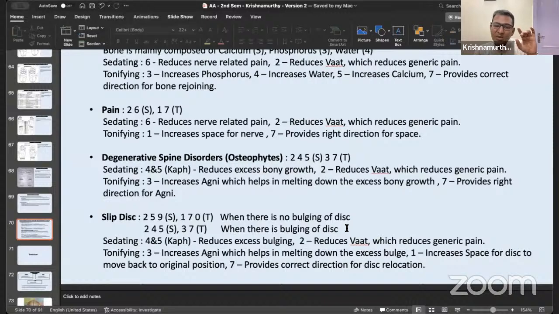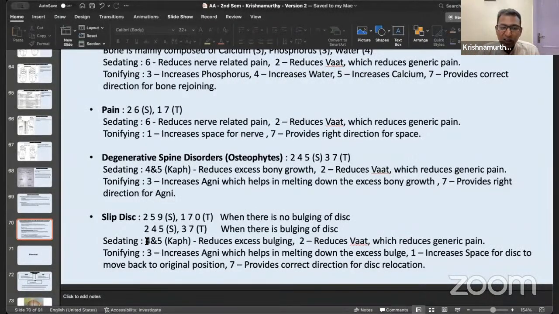When there is bulging of the disc, the disc has bulged and moved. Now, when something has increased, what do I do? I have to decrease the volume of the disc. To decrease the volume of the disc, I have to sedate cuff 4, 5.